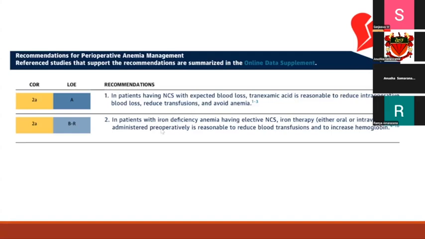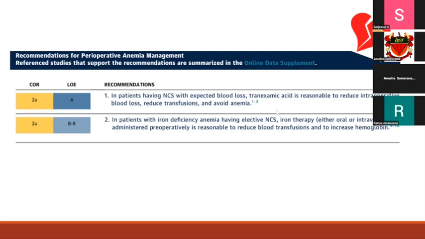And then about the anemia management in patients with non-cardiac surgeries who are expected to have a very high blood loss during the surgery, it is advisable to use tranexamic acid to minimize the risk of blood transfusions and minimize the blood loss as well. And in patients who are having iron deficiency anemia, because of the complications associated with blood loss and blood transfusions, iron therapy is advocated.